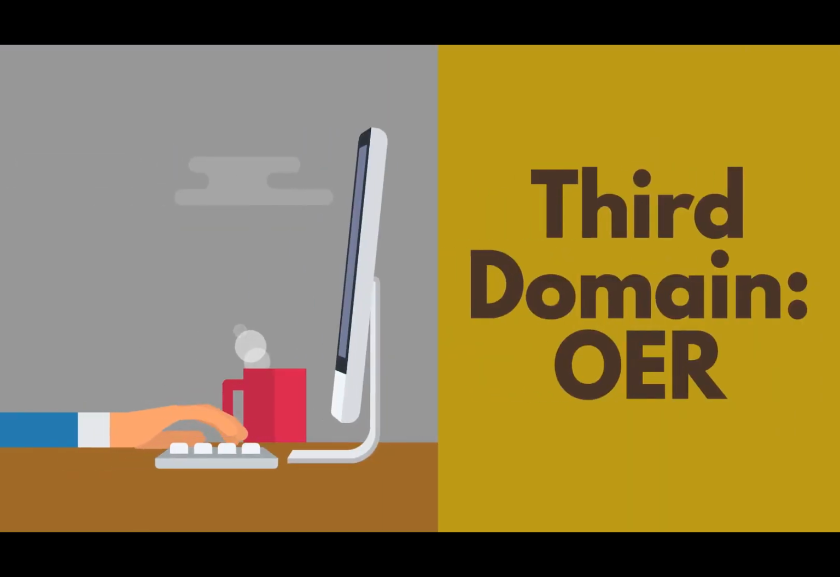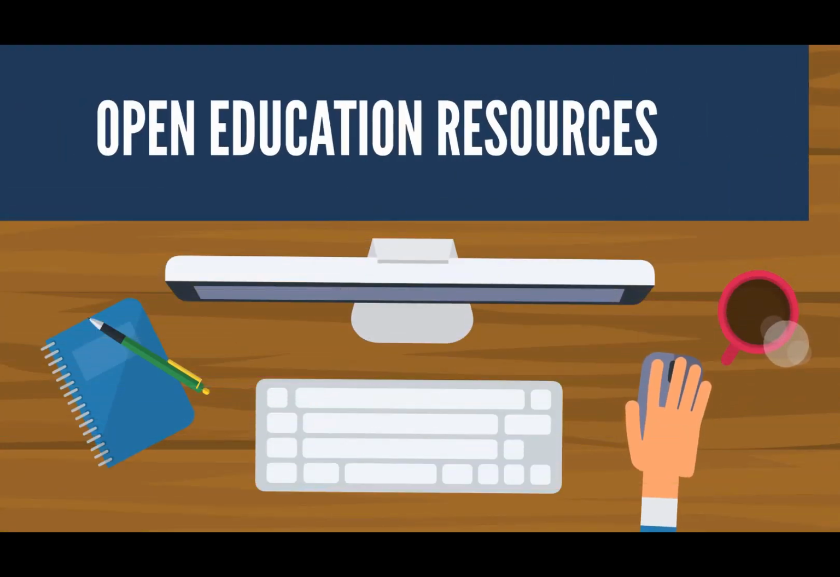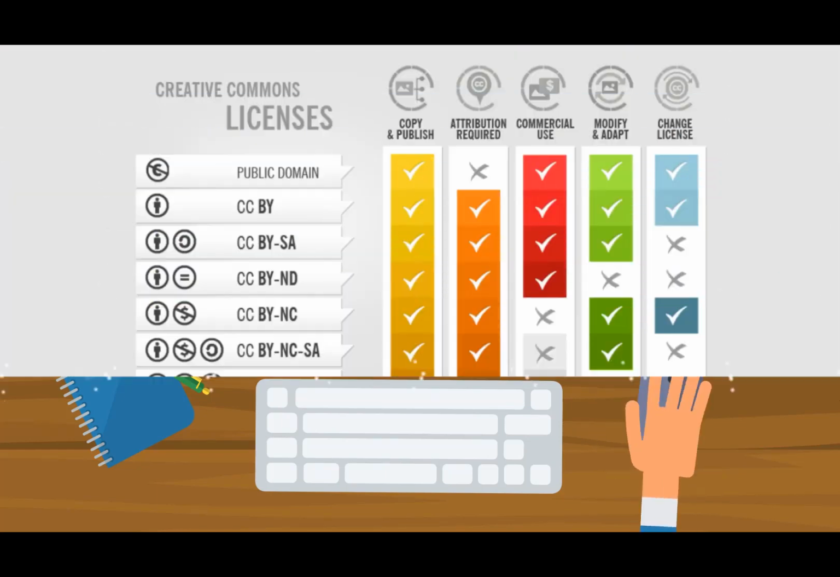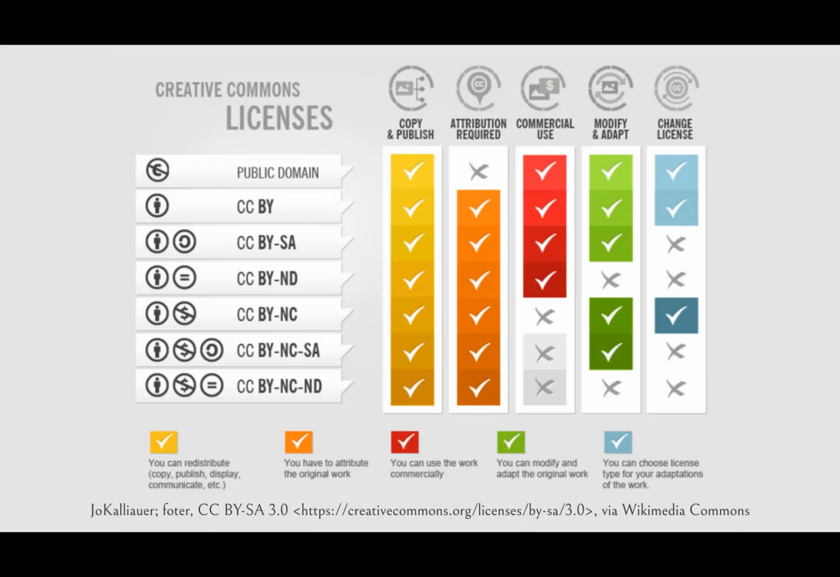Now our third domain is OER. OER is the acronym for Open Educational Resources, which are openly licensed educational materials that can be used for teaching and learning and also for research. Now, OER often utilizes Creative Commons licenses, so that's the connection between the two of those.